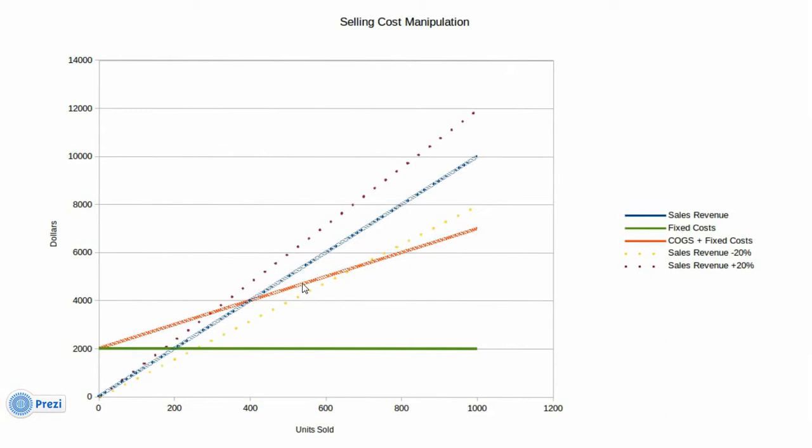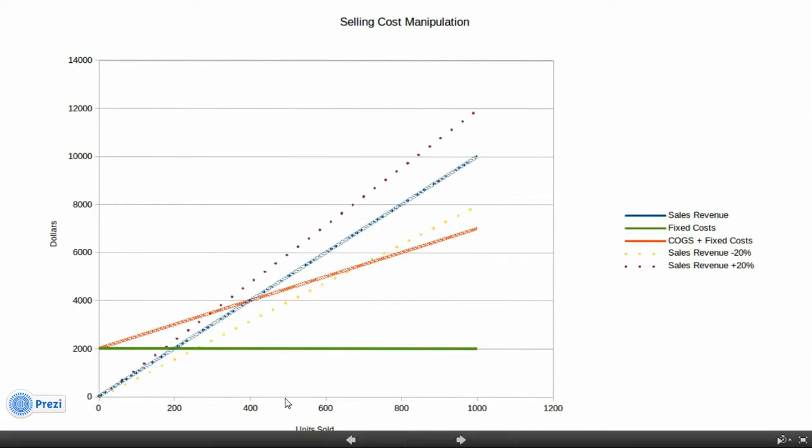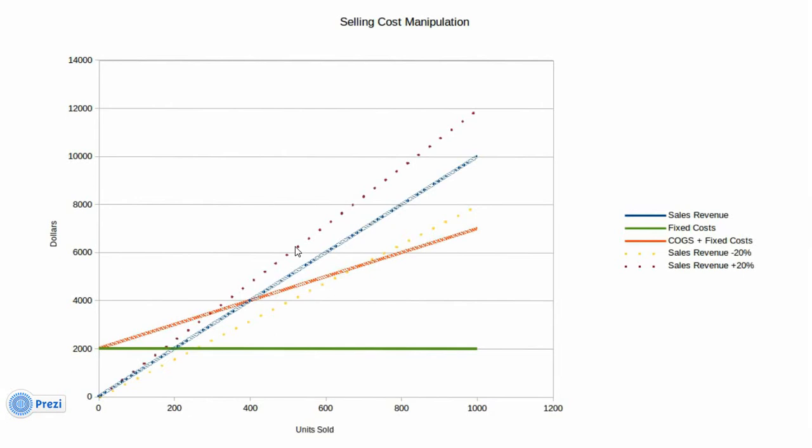Here we see the same graph as before, with two extra lines. The purple line is when he sells his cabinets at 20% more. The yellow line is when he sells his cabinets at 20% less. At 500 units, which is what he's selling at the moment, he's making the profit between the red line and the blue line. If he increases his prices, his profit becomes from the red line to the purple line, assuming that he sells the same amount of cabinets, which at a higher price, is it likely?